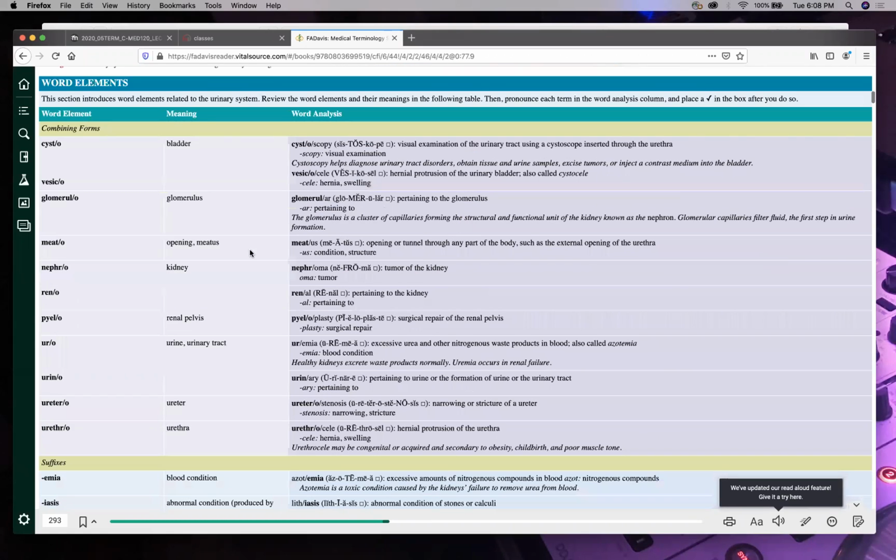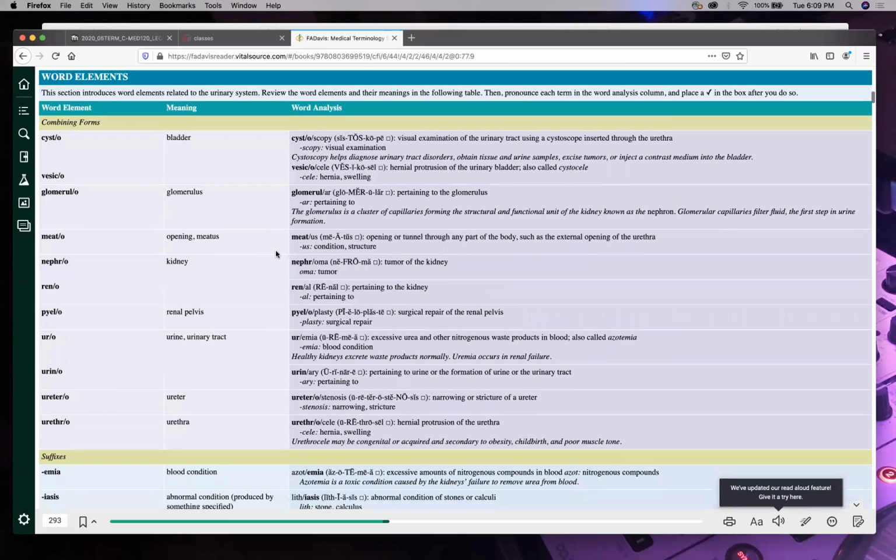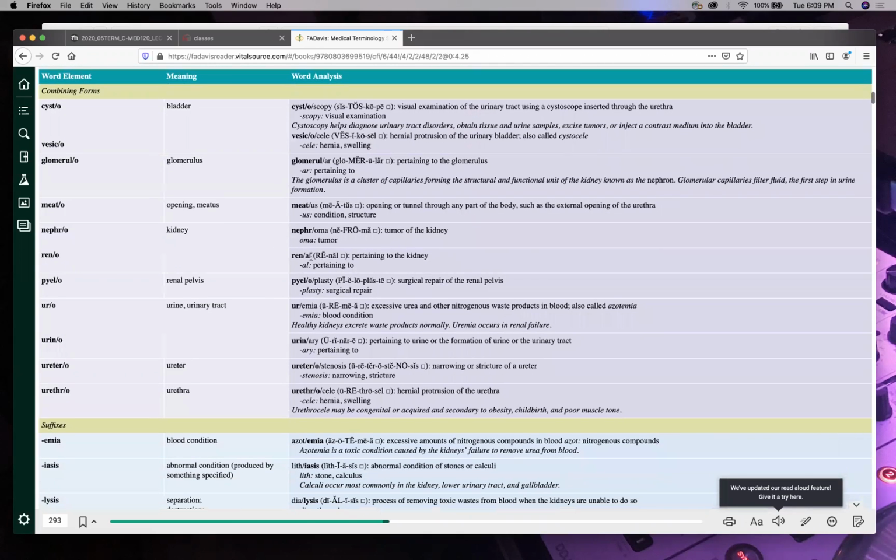Meatus is just a fancy word for opening. And the way we pronounce it is because, remember, this is not English. You don't pronounce it "meatus." In Latin, you pronounce all the letters together: me, at, us. So it's called your meatus. Us, structure of.